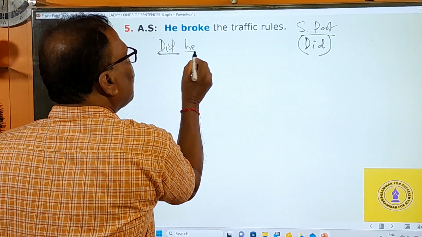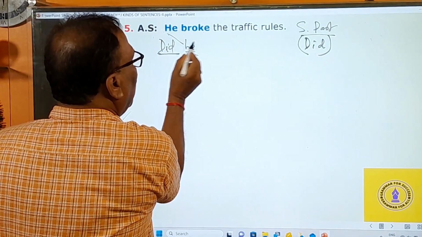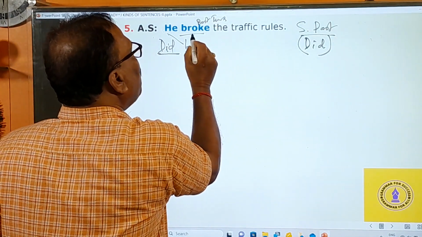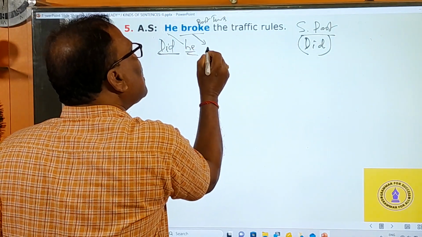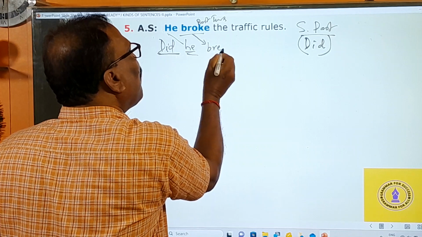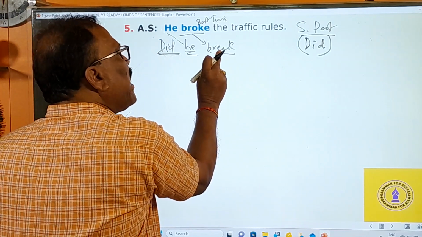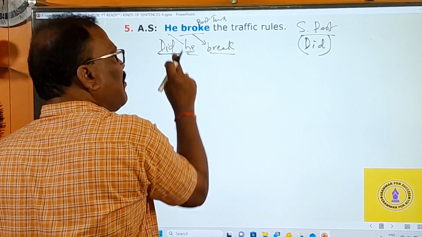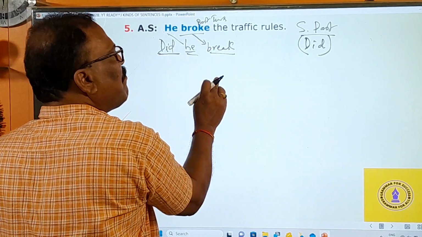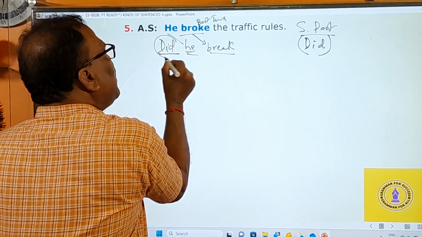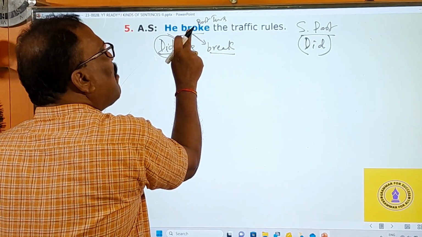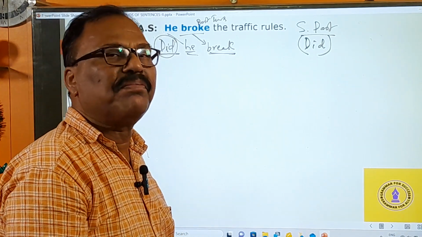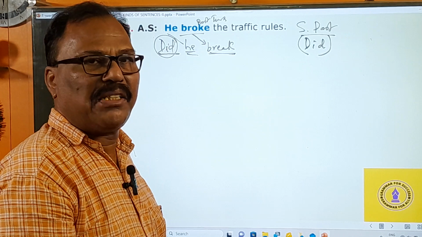Did he. After that, he broke is the past tense form of the verb. You must bring this past tense form verb into present tense form or base form. From this break only, this form has been derived. Break, broke, broken. So when you use this did here, automatically the past tense form of the verb must be turned into the base form verb or the present tense form of the verb. Please keep this point in your mind.